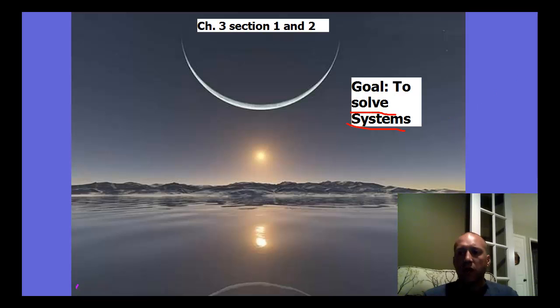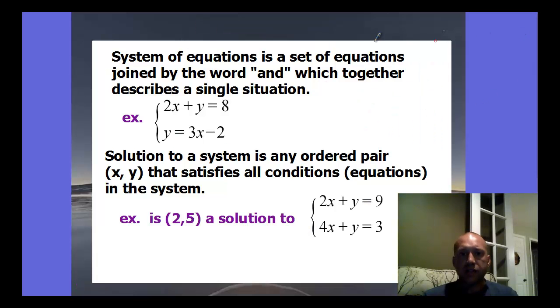So the first part, algebraically, we're going to look at, and there's a lot to get through today. Hopefully we can squeeze it in. So a system of equations is just a set of equations joined by the word "and." The word "and" is noted by this symbol, this brace. This brace is saying that these two equations are describing one situation.